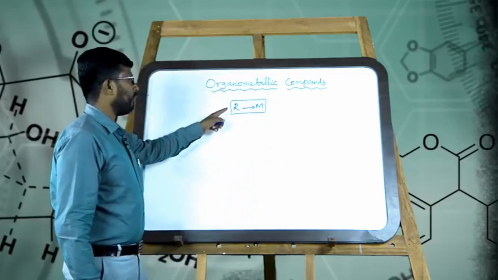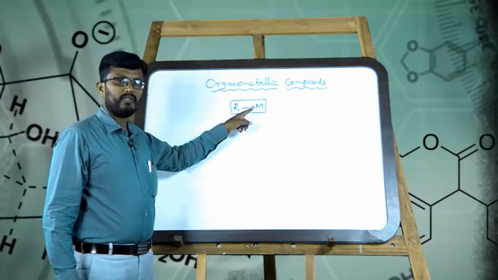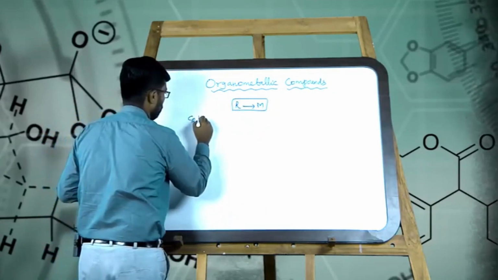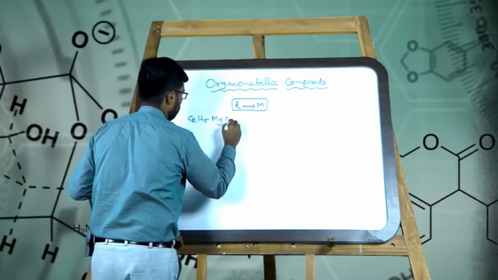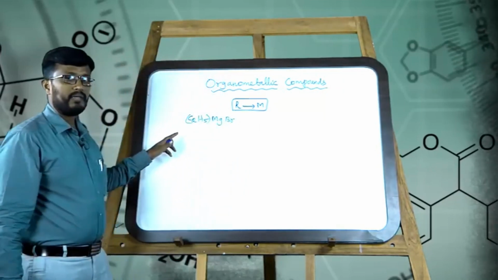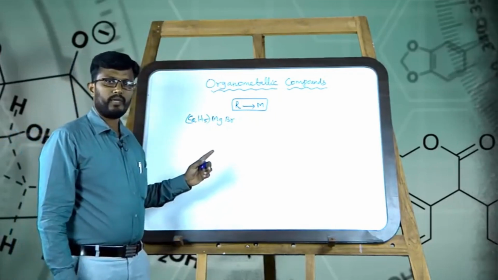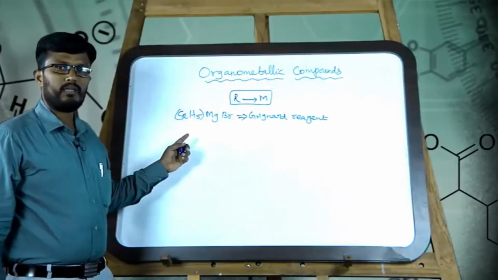The organic compound directly binds with a metal atom. For example, alkyl magnesium bromide. This is an example of an organometallic compound. This is called Grignard reagent.